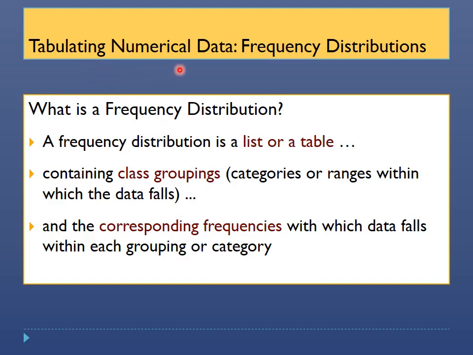Tabulating numerical data: frequency distribution. First of all, students, what is a frequency distribution? A frequency distribution is a list or a table containing class groupings, categories, or ranges within which the data falls, and the corresponding frequencies with which data falls within each grouping or category.